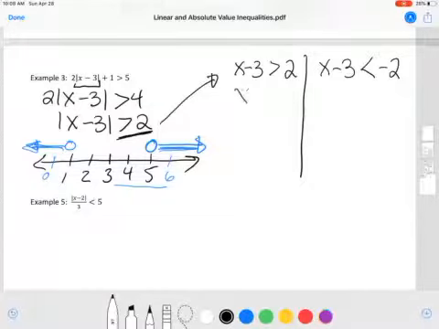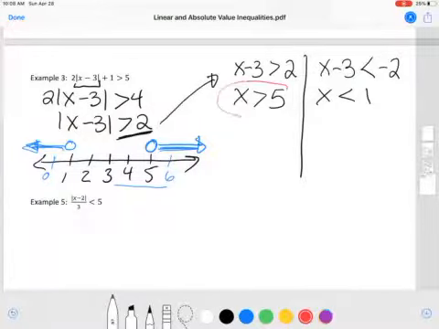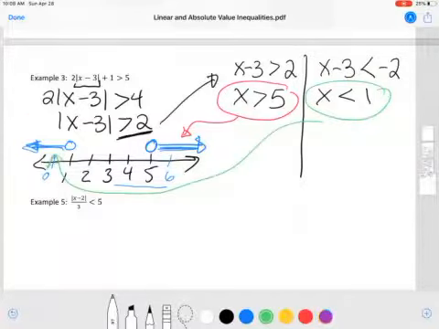So if I add 3 to both sides, that's going to give me x is greater than 5. And if I add 3 over here, that's going to give me x is less than 1. Now, if you notice, that matches up with what we did here, right? Everything greater than 5. And this matches up with what we did over here, everything less than 1. Now, because this is disjoint and there's no overlap, this is definitely an or statement, so we have to write these as separate intervals and then put a union symbol in between.